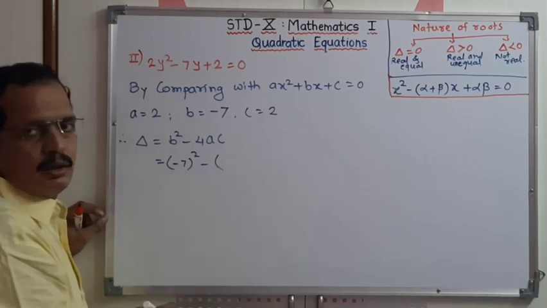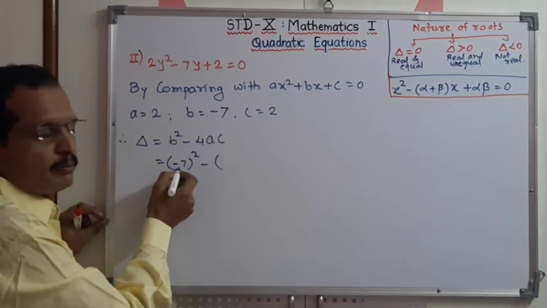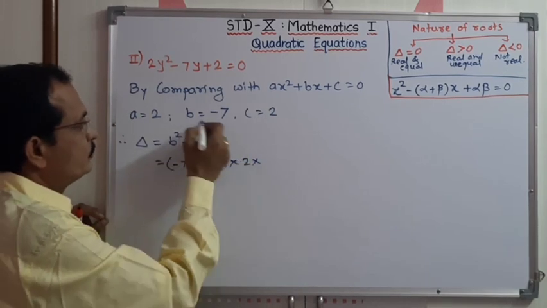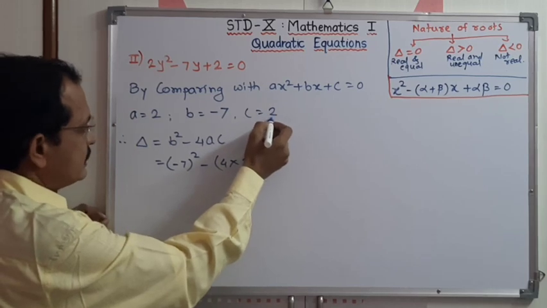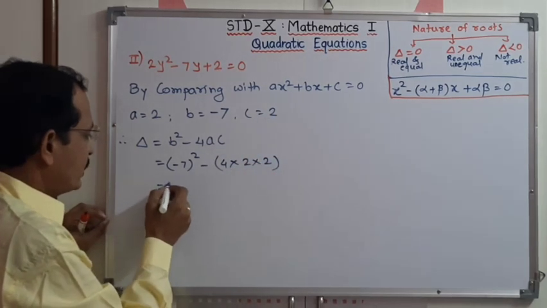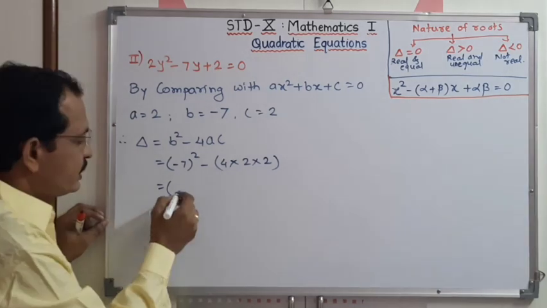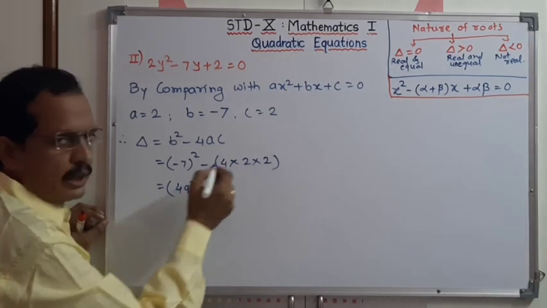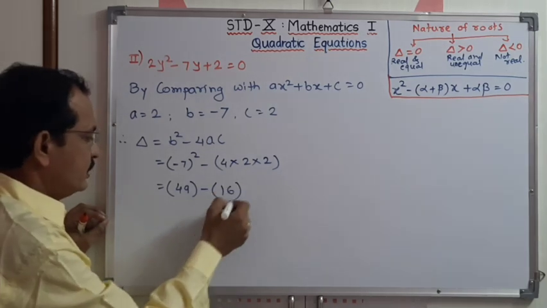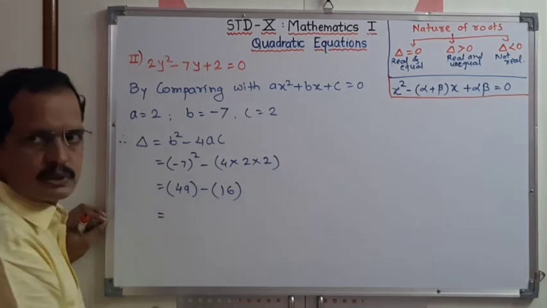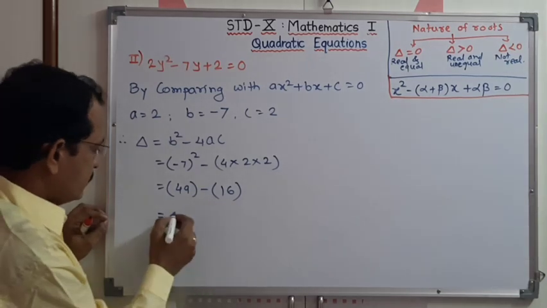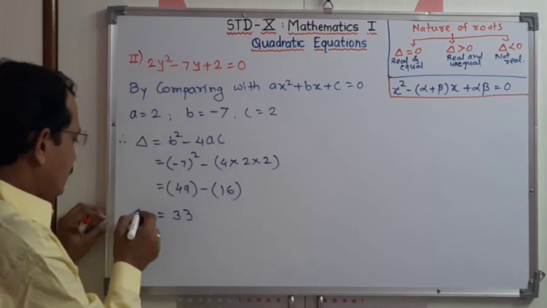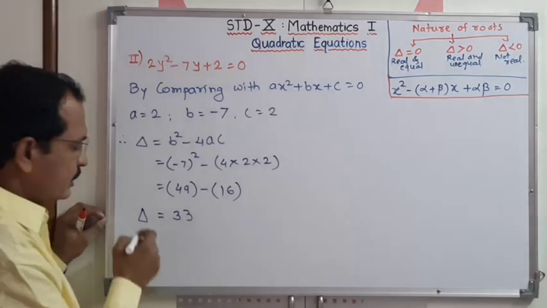Remember the sign, minus 7. 4 into 2 into value of this c is 2. Therefore, it is square of minus 7, it is 49 minus 4 into 2 is 8, and 8 into 2 is 16. Now we have to subtract this, then it is 33. Delta is equal to 33.